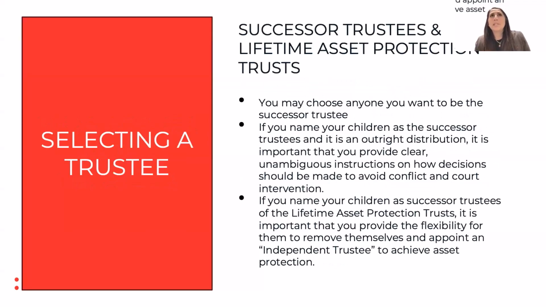So when you set up these asset protection trusts, you in theory can think of it as like there are three bubbles, right? If you have three kids, each kid has their own asset protection trust. They can each be the trustee of their own asset protection trust. So they're the trustee and beneficiary of their own trust. You can choose anybody you want to be the successor trustee. As long as they're at least 18 years old, they are allowed to be a trustee.